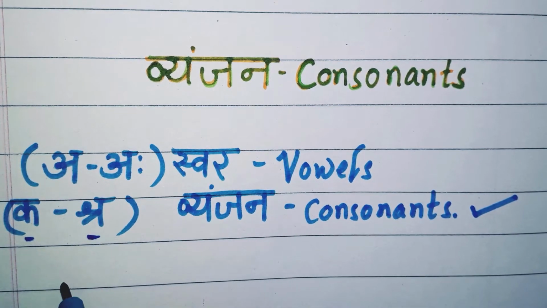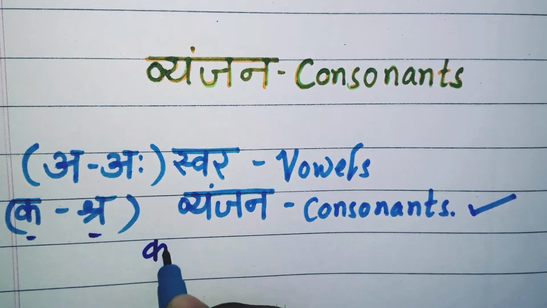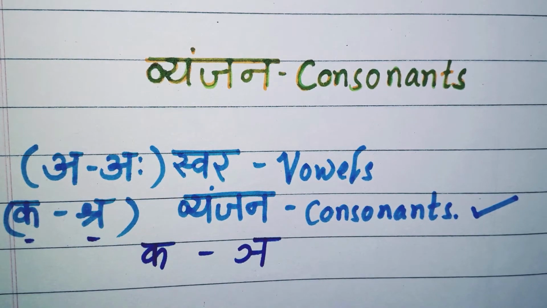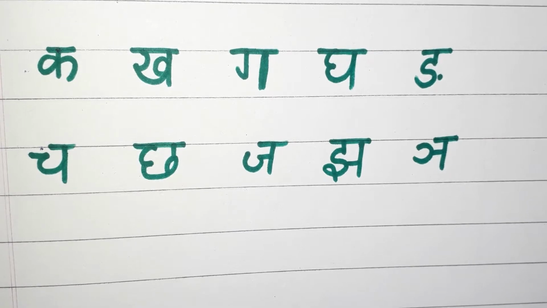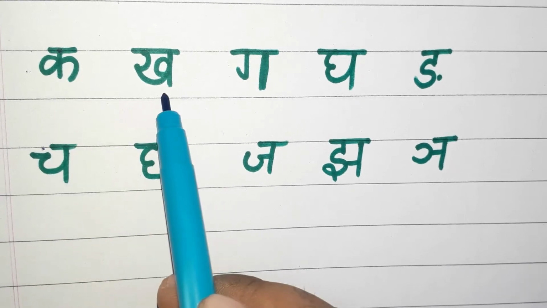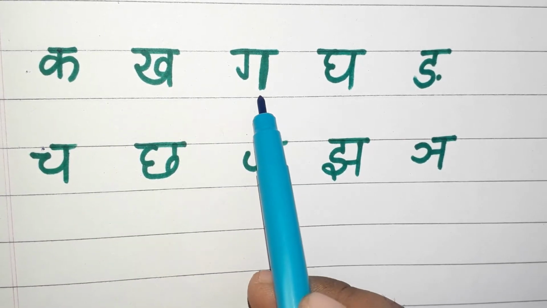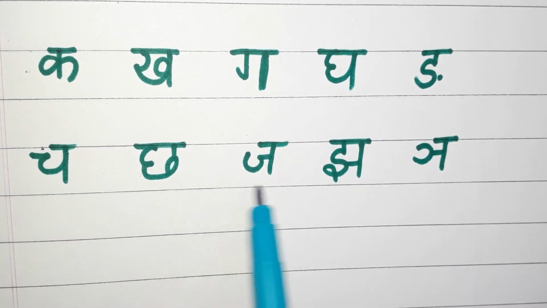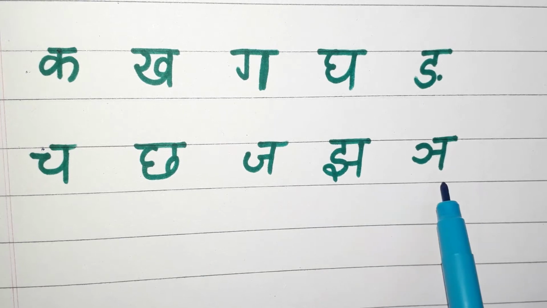So in our previous video we have learned from k to nya. Now we are going to learn the next letters. Before going to start, let me give a recap. This letter is k, g, gh, ng, ch, ch, j, jh, nya. So today we will learn from t. Okay, so how to write t?